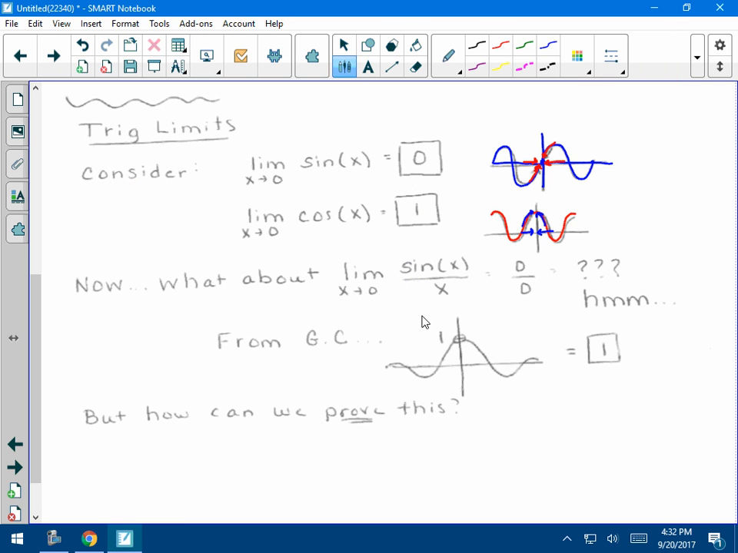Now that was fine for us last year. We'd say, yeah, it's equal to 1. I believe it. The graph looks like it. The table looks like it. But now you're in calculus. You care more about math. Yes, you do. How can we prove that that limit has to be 1 and not 0.99999999999? Got to be 1.